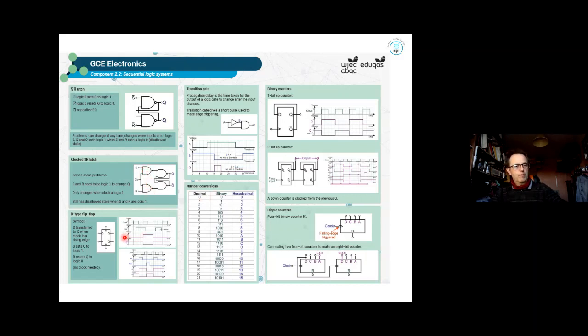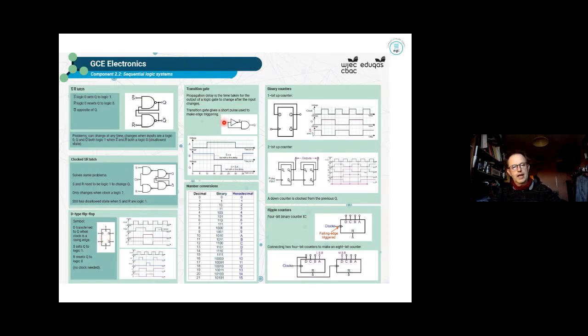You've got your D-type flip-flop, the classic D-type, which will let you create a binary counter. We'll be looking at those. The major thing with a D-type flip-flop is that it is rising edge. Whatever is on the D input will go to the Q output only on the rising edge of the clock itself. We'll have a look at that.